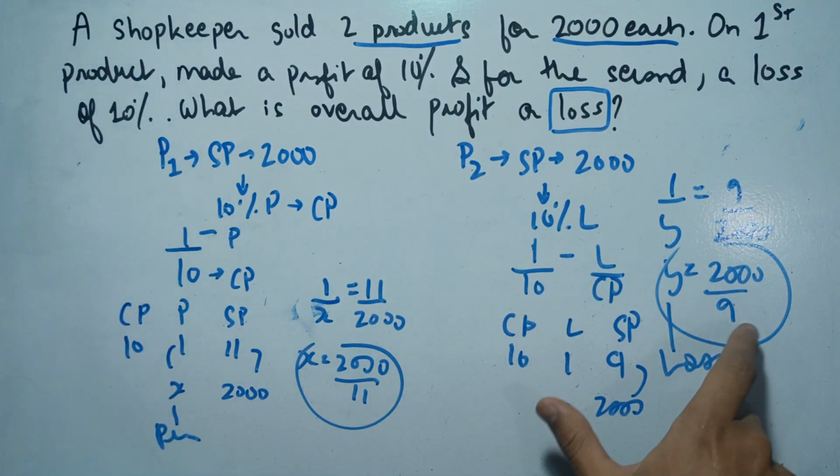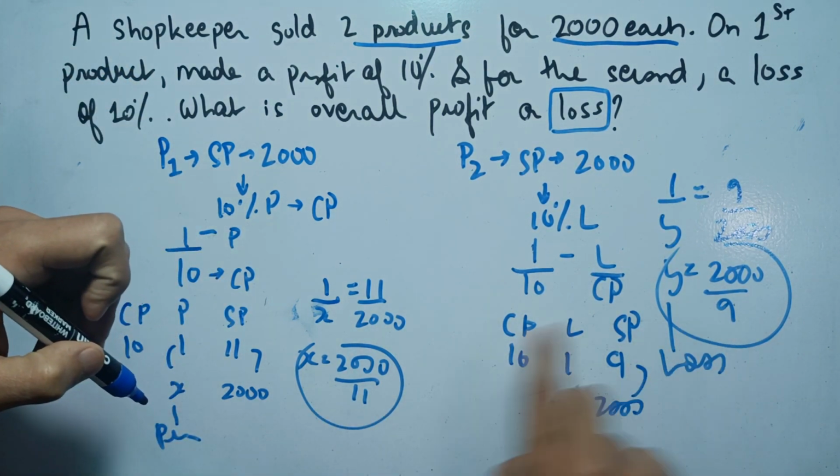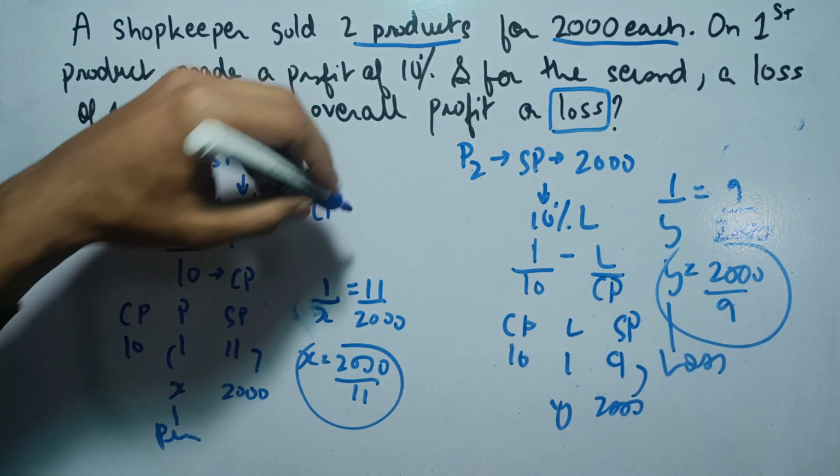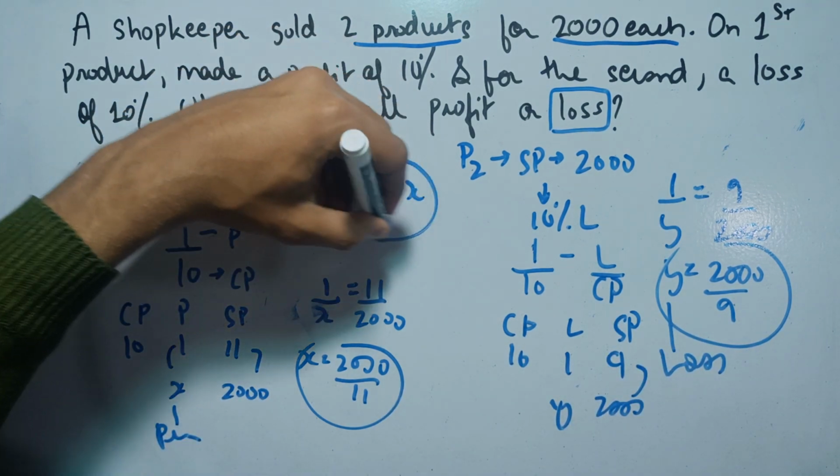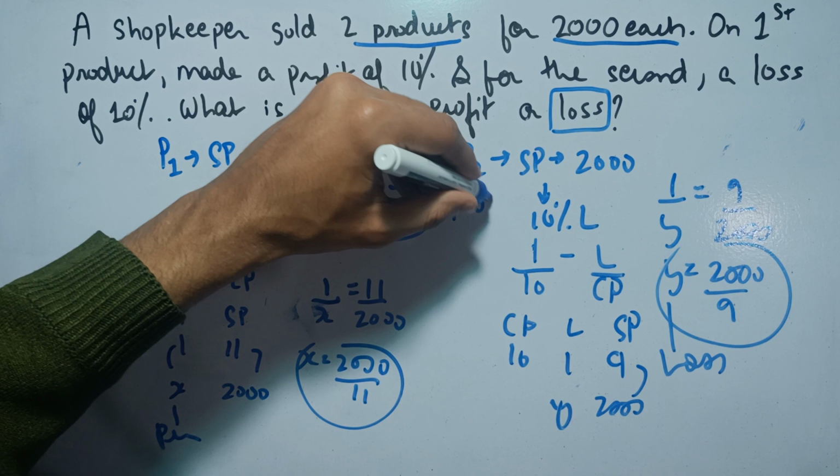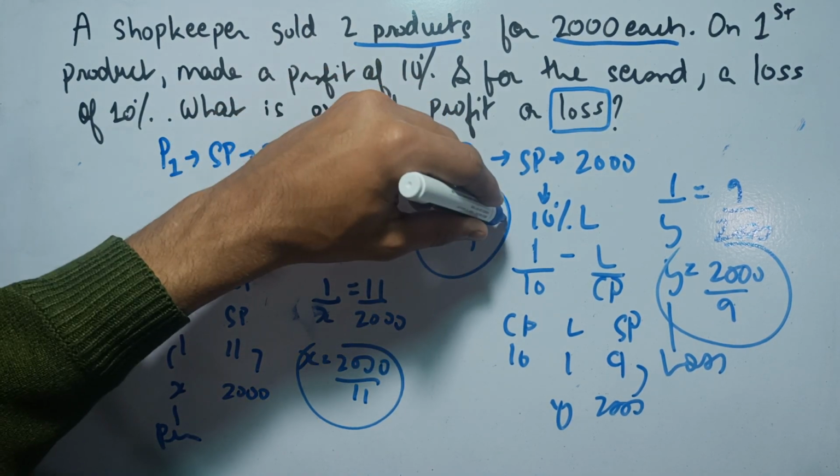So overall it will come out to be the same value. You will subtract y minus x and you will get the overall loss, that was 4000 divided by 99.